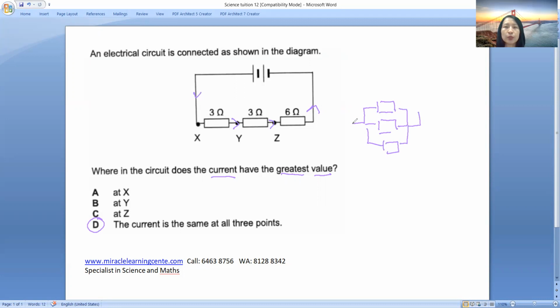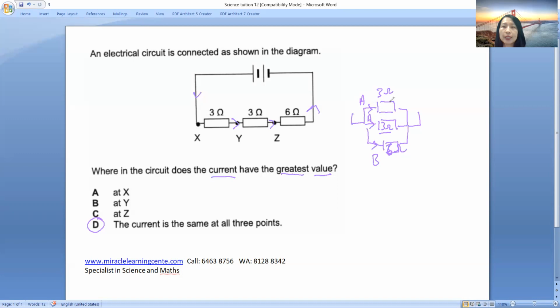So if you have a circuit, but the resistors are connected in parallel, 6 ohms. So the greater current will flow through the one with lower resistance. So these two will have a greater current. A and A is a greater current than B. Higher resistance will have a lower current.